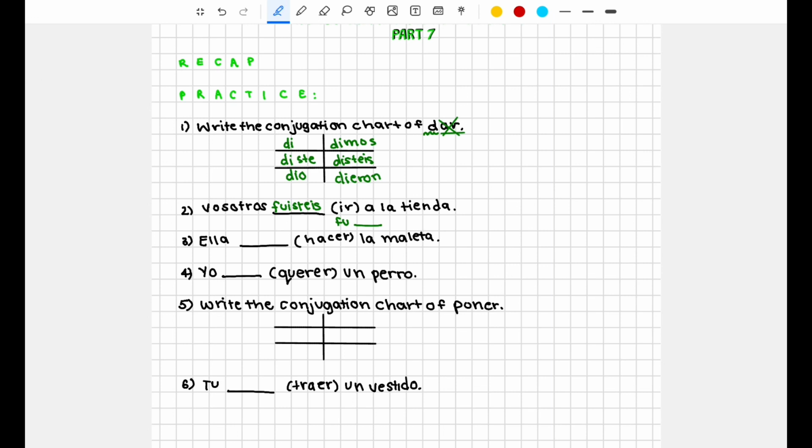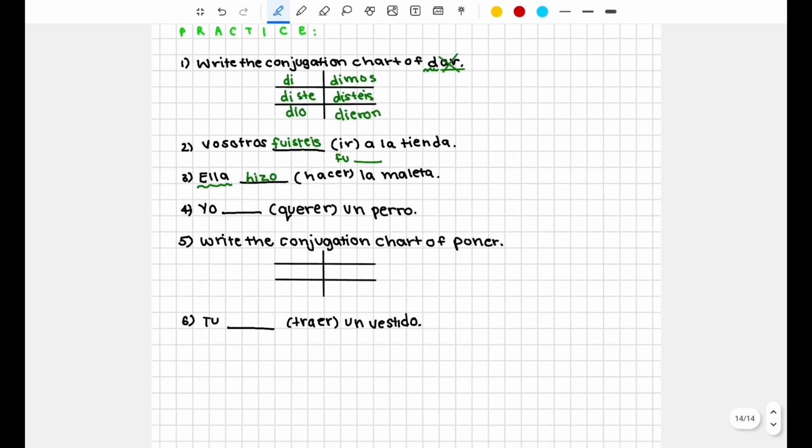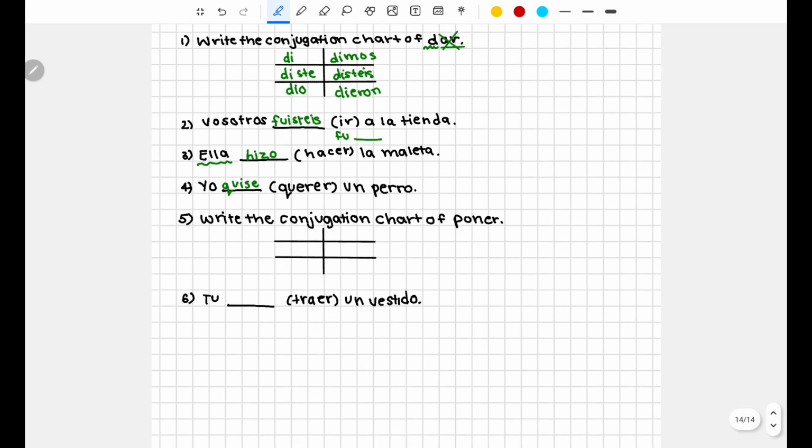Number 3, we are conjugating hacer, which follows the combined pattern of iste, o, imos, isteis, ieron. But since it's hacer and it's in the ella form, it becomes a little bit irregular and it becomes hizo, because if it was hico, then it would become ico, which we don't want. Number 4, we are conjugating querer, which is another one of the verbs that follows the iste, o, imos, isteis, ieron pattern. And it is in the yo form, quise. Yo quise un perro.